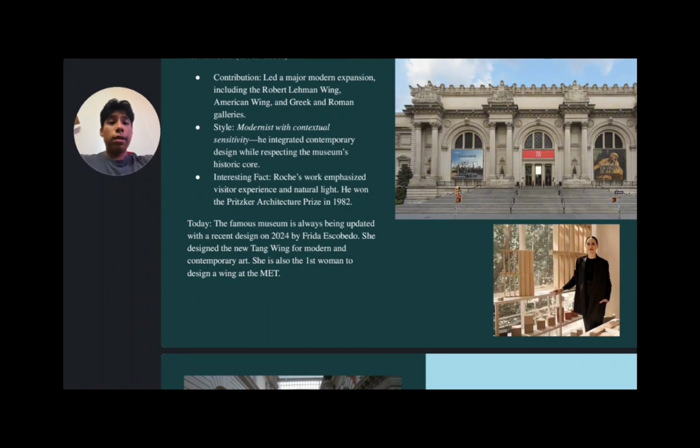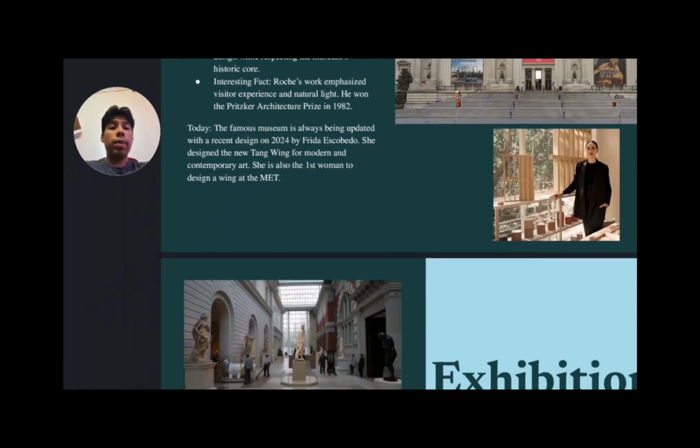Today, the famous museum is always being updated, with a recent design in 2024 by Frida. She designed the new Tang Wing for modern and contemporary art. She is also the first woman to design a wing at the Met.